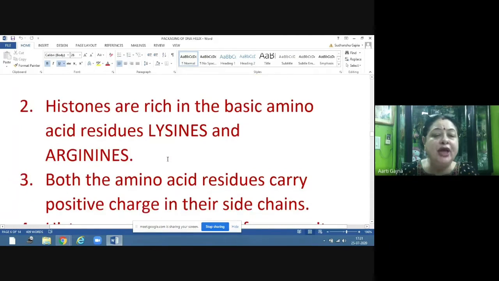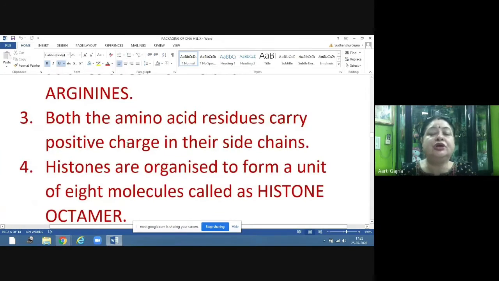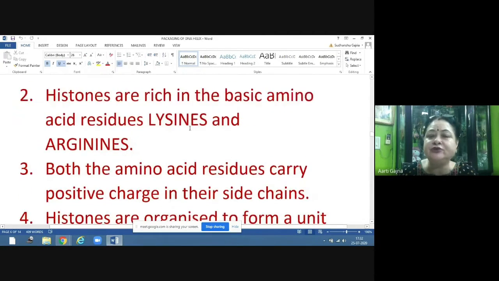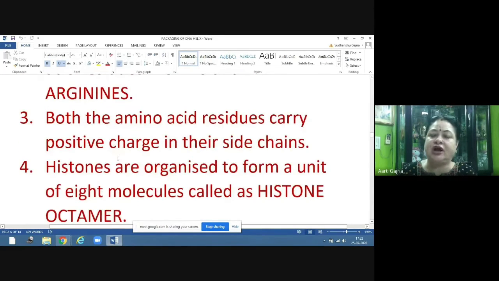Now, both the amino acid residues carry positive charge. What are these both residues? Lysine and arginine. They both carry positive charge in their side chains. So they are positively charged. DNA is negatively charged. So they are together. They attract each other and they are held together.